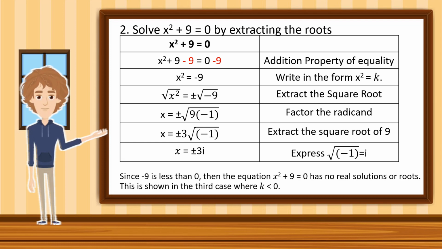Since negative 9 is less than 0, then the equation x squared plus 9 is equal to 0 has no real solutions, or it has no real roots. This is shown in the third case, or the third property, wherein k is less than 0.